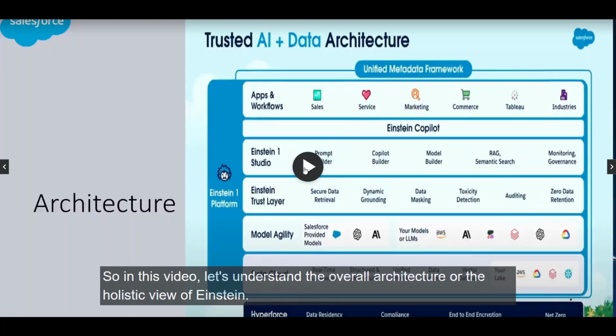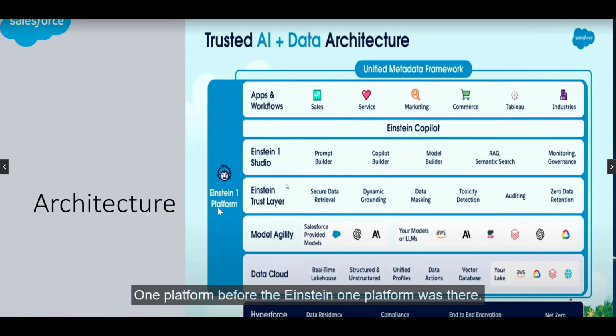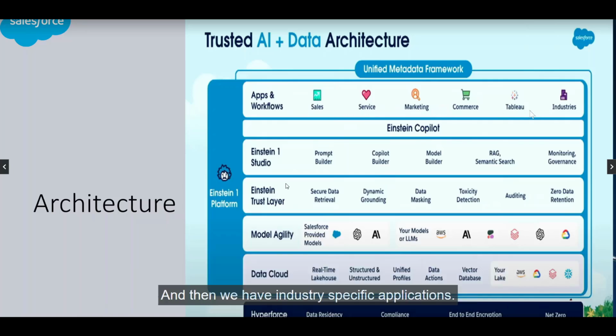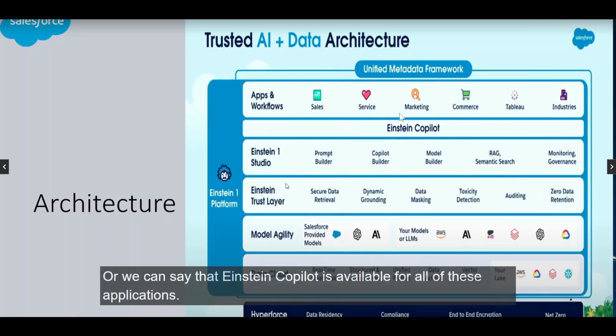So today in this video we are going to understand the overall architecture, or the holistic view, of Einstein Copilot. Before the Einstein One platform, these were our applications like sales, service, marketing, e-commerce, and then we have industry specific applications. Now Einstein Copilot can interact with all of these applications.